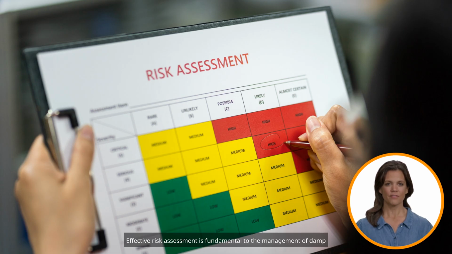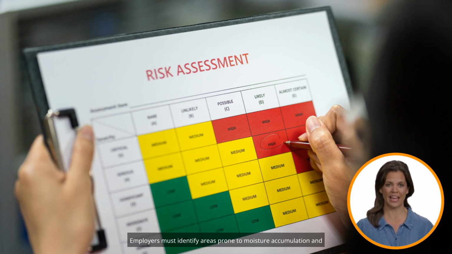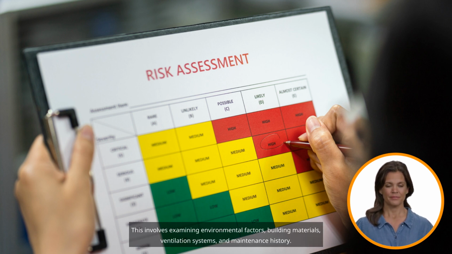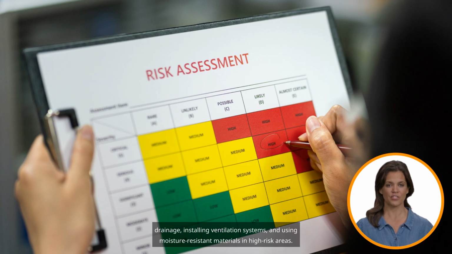Effective risk assessment is fundamental to the management of damp and mold in line with the Management of Health and Safety at Work Regulations, 1999. Employers must identify areas prone to moisture accumulation and evaluate the potential health risks to employees and building occupants. This involves examining environmental factors, building materials, ventilation systems, and maintenance history. Risk mitigation strategies include repairing leaks, improving drainage, installing ventilation systems, and using moisture-resistant materials in high-risk areas.